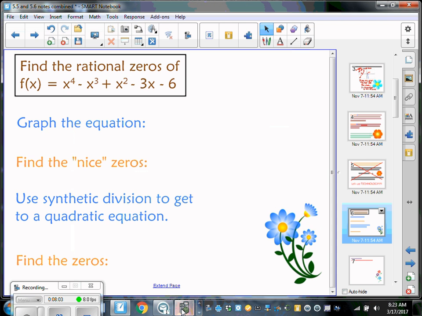All right, so that being said, come back here. I'm going to write down x equals -1 and 2. I know those are good answers. So we're going to use the nice answers that we find. We're going to use synthetic division. We're going to do this now just like we did on your quiz yesterday. Okay, so let's set up synthetic. So we have 1, -1, 1, -3, -6.